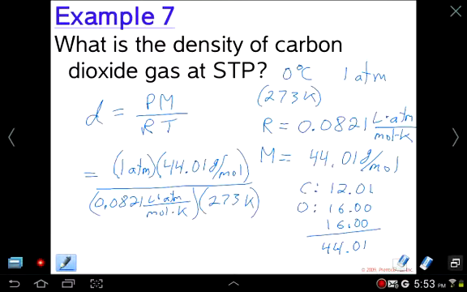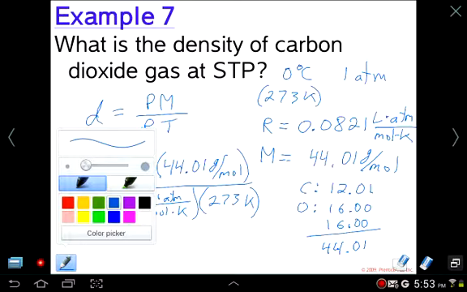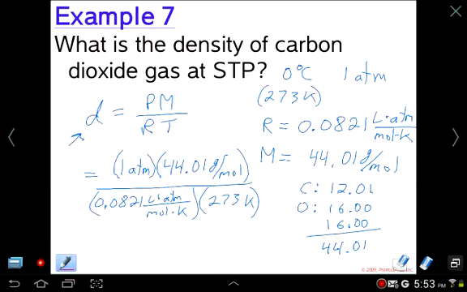If we've set everything up right, the units should cancel out, and what we should be left with is the units of density, which, remember, is mass over volume. So looking at the equation here, atmospheres cancels out, Kelvin cancels out, moles cancels out. We're left with grams and liters. Usually the density of gases is reported in grams per liter, because solids and liquids are reported in grams per milliliter, but because gases are so much more rare, they're reported in grams per liter.